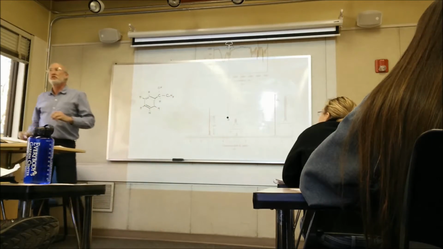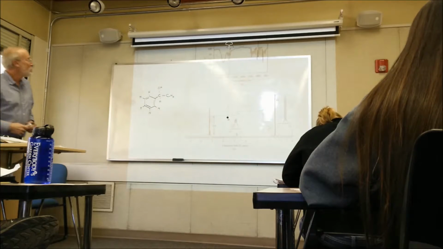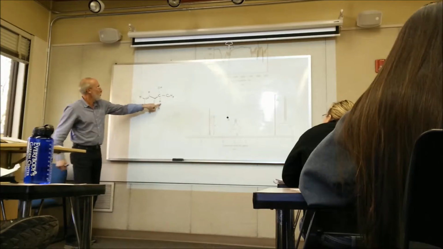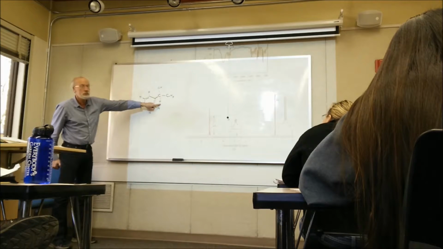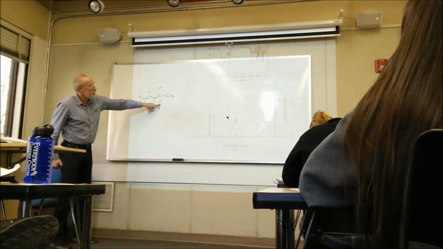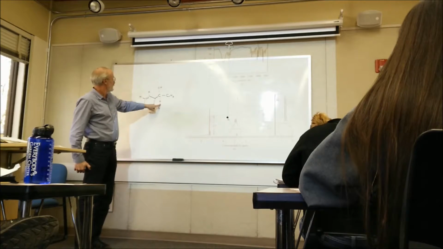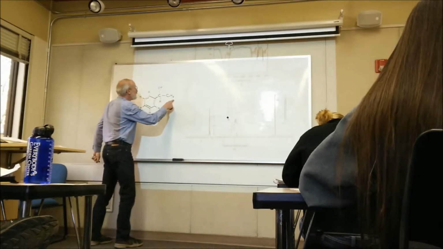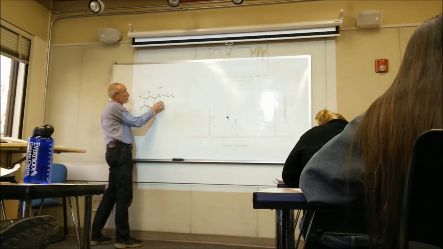Is that consistent with the spectrum? Yes, because the methyl group is split into a doublet, so it can only have one neighbor. And there's 3 hydrogens together. This integrates to 3 hydrogens, and it's split into a doublet. 3 hydrogens with one neighbor.